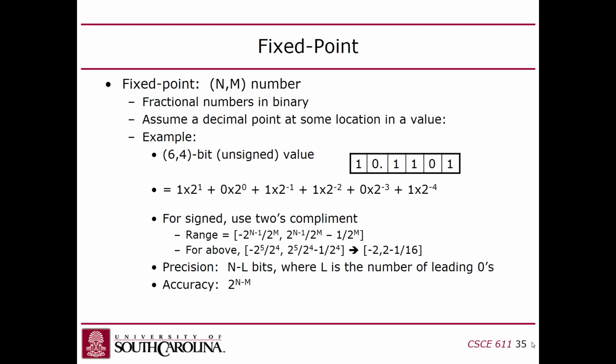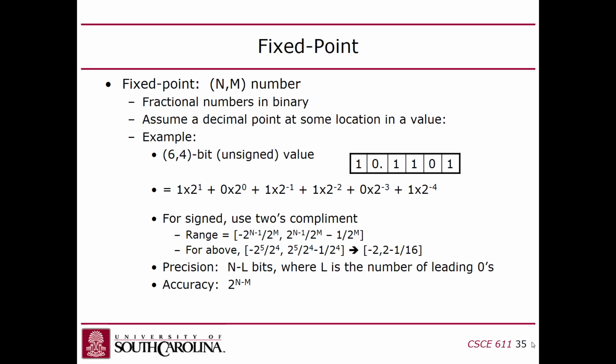So this is like when you took your programming course, they might have told you to use floats whenever you need a fractional number, but floats can be expensive computationally to use. So fixed point is when you just set the decimal point somewhere in the number. So this is an N.M number, right? N is the total number of bits. M is the number of fractional bits.